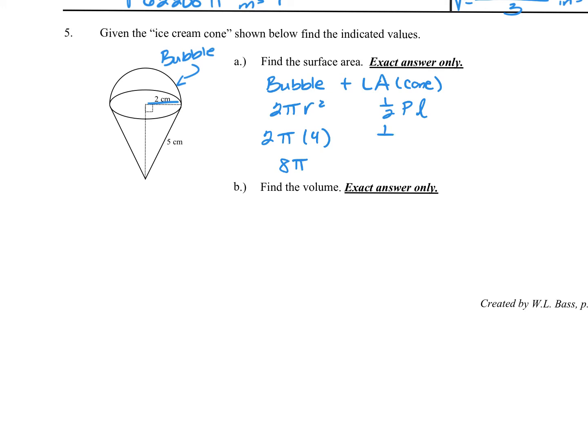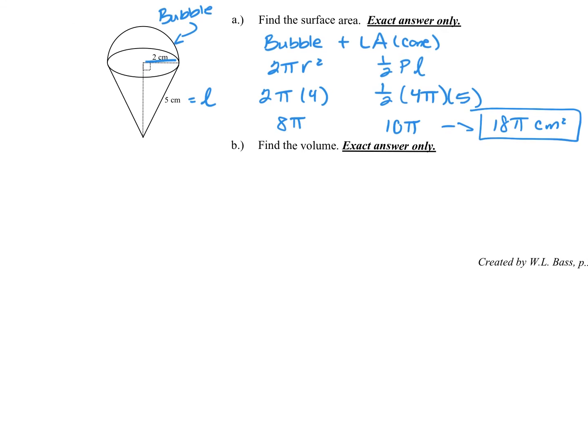Then for my cone, I'm going to have 1/2. The perimeter is going to be 4 pi. My slant I'm already given is 5. That's going to give me a 10 pi. So my total surface area is 18 pi centimeters squared. For volume, I can just add those together. So the volume is not going to be as difficult, but our answer is going to look really, really gross on this one. So I'm going to do half the sphere.